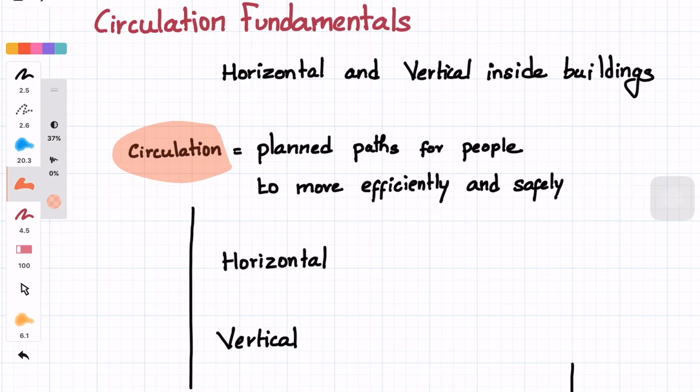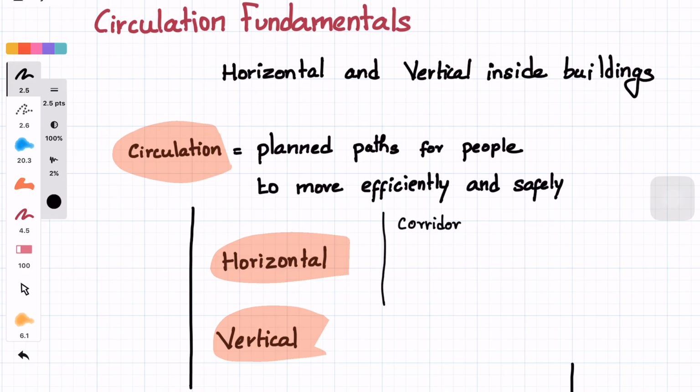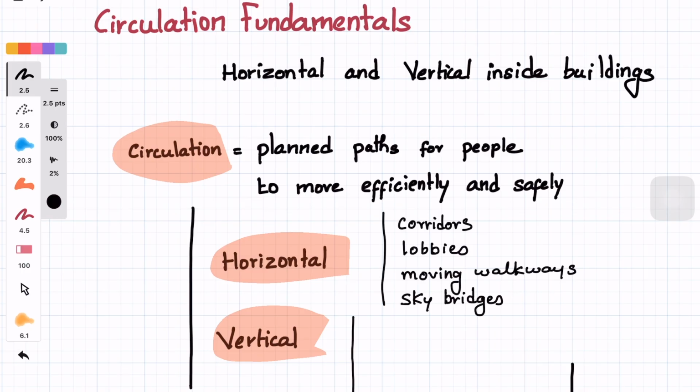Circulation means planned paths for people to move efficiently and safely. When it comes to circulation inside buildings, there are two categories: horizontal circulation and vertical circulation. Under horizontal circulation, we have corridors, lobbies, moving walkways, and sky bridges. Vertical circulation includes stairs, staircases, ramps, lifts, and escalators.